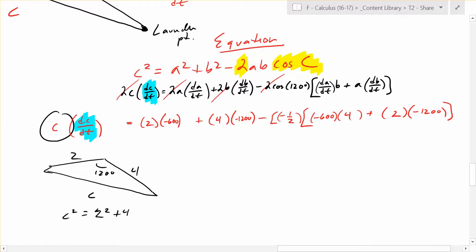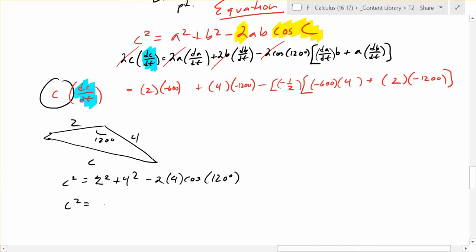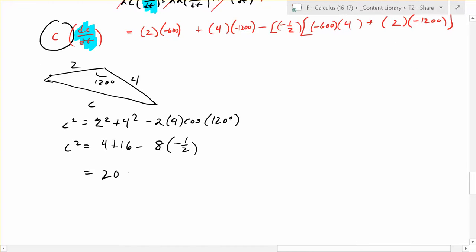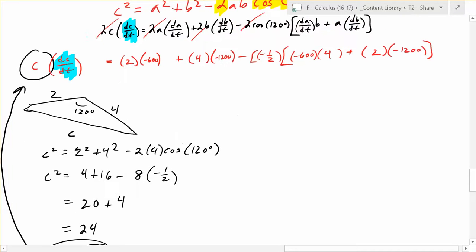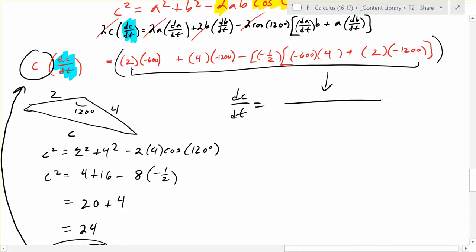So you know that c squared is going to be 2 squared plus 4 squared minus 2 times 4 times cosine of 120 degrees, right? So c squared is going to be 4 plus 16 minus 8 times what? So it's negative a half, right? So that's going to be 20 plus 4, which is 24. So c is going to be the square root of 24. So this goes right up there. So what is our answer? Well, we know dc/dt is going to equal this right here, divided by root 24.